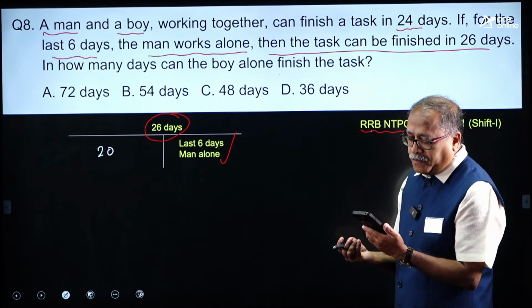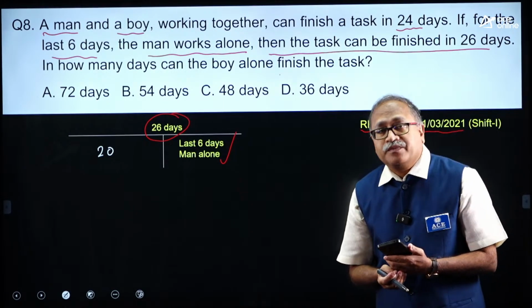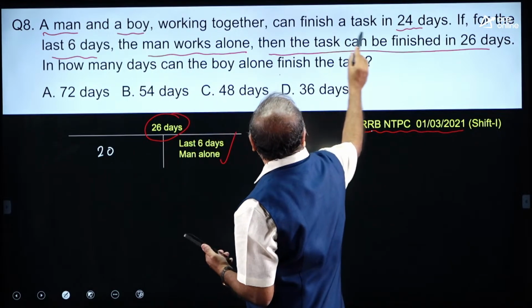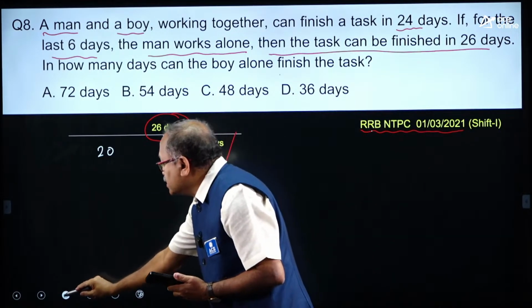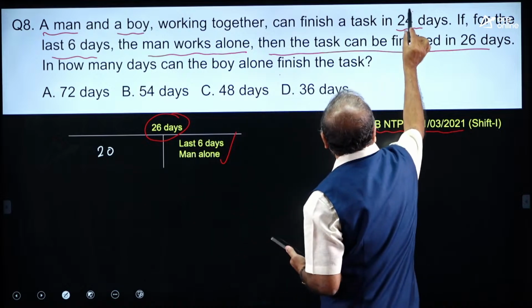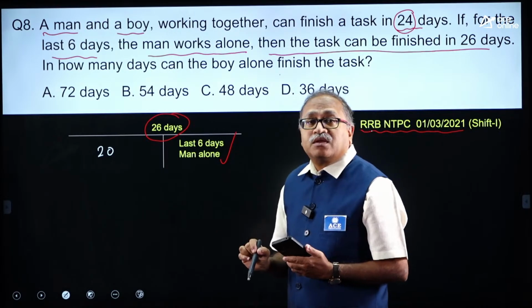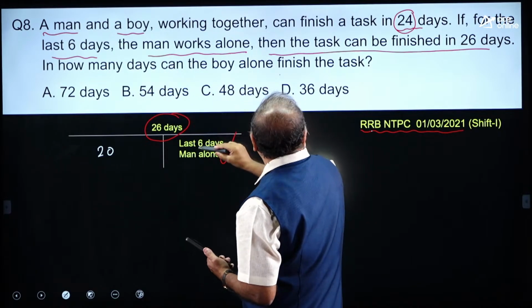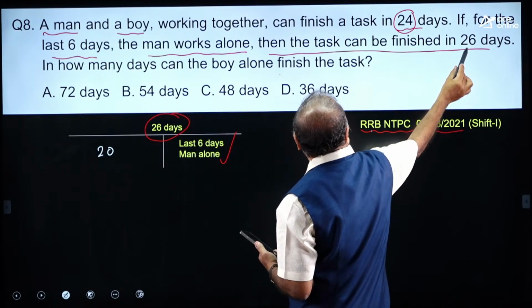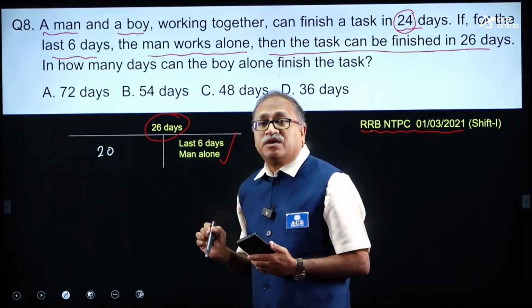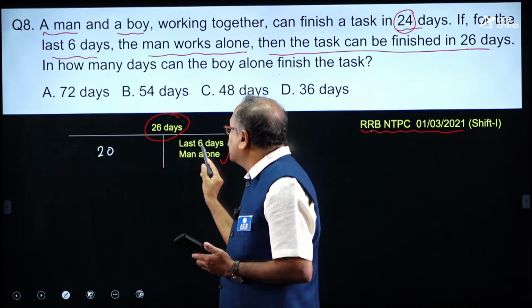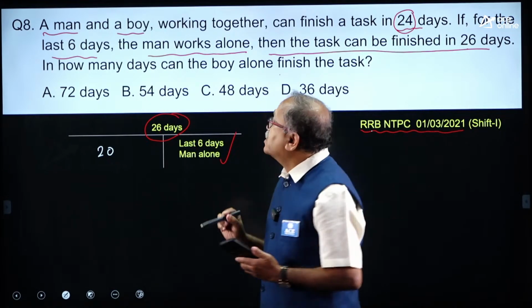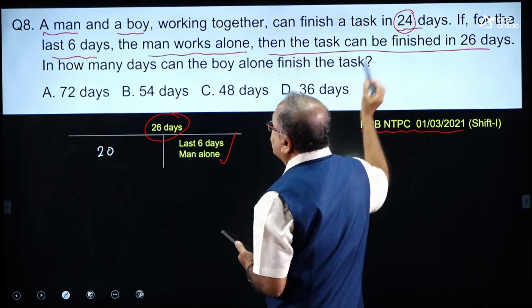Okay. Now I will start answering the question. We know that the man and boy together can complete the work in 24 days. And we also know that in the last 6 days only the man has worked, and the total number of days to complete the work is 26. So from 26, taking away the 6, that is 20 days together work, and together they can complete the whole work in 24 days.